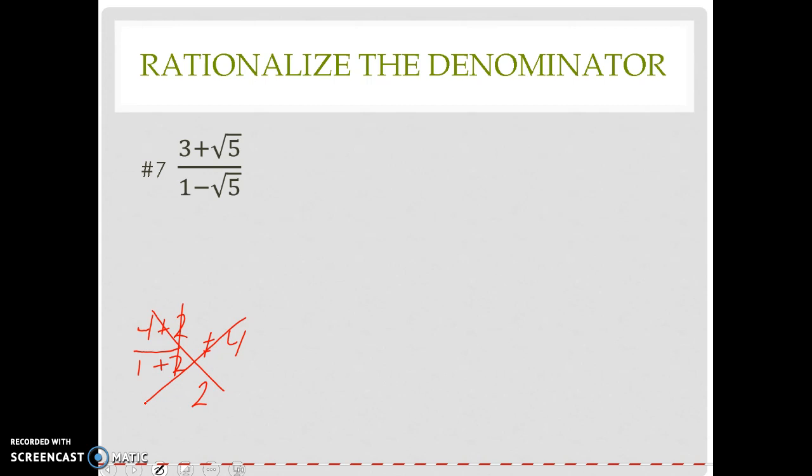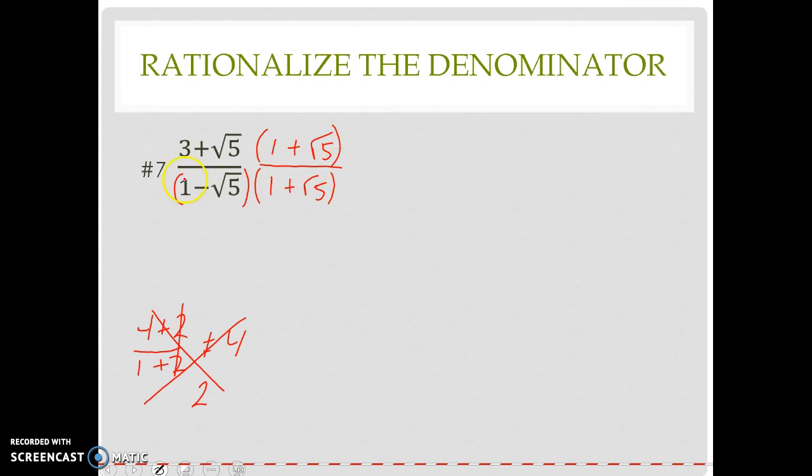And so I have a binomial down here, so what I want to do is multiply by its conjugate. Instead of 1 minus radical 5, I'm going to multiply by 1 plus radical 5. And if I multiply the denominator by 1 plus radical 5, I'm going to have to multiply the numerator by 1 plus radical 5. So let's do the denominators first.